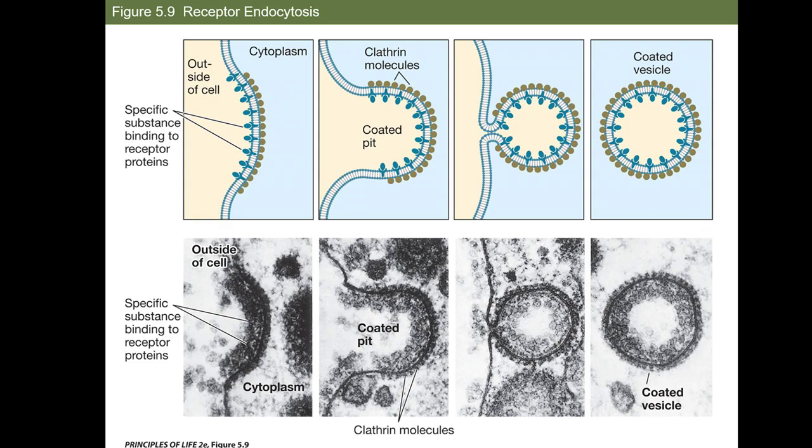Here's a picture of it. Here's outside the cell. You can see the little receptors and the ligands in them. And here's the clathrin molecules stabilizing it. It creates a coated pit, it invaginates, and it creates a coated vesicle.